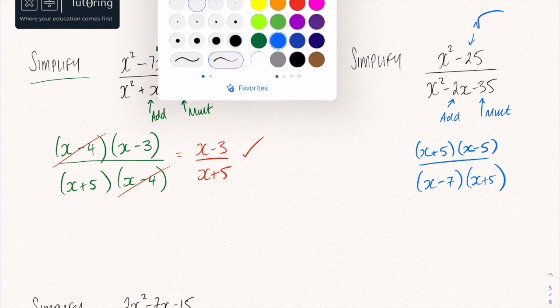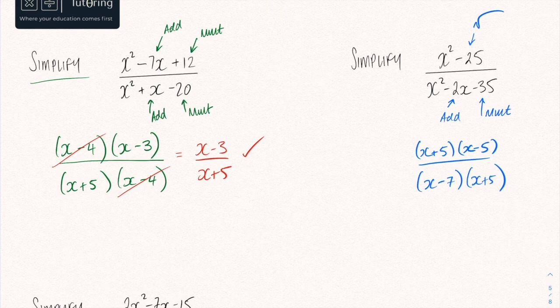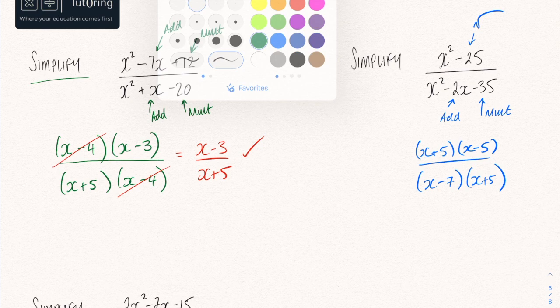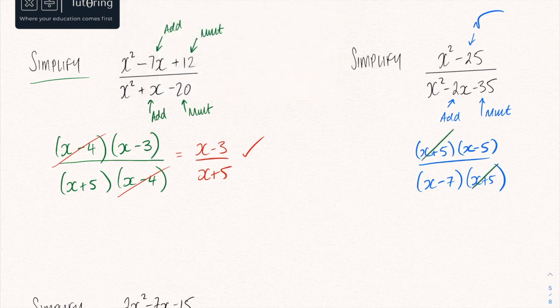Then again, go through the process we just did. What values cancel each other out? And here, the +5s cancel each other out. So your final answer would be x minus 5 over x minus 7. Okay, so that would be your answer for that one.